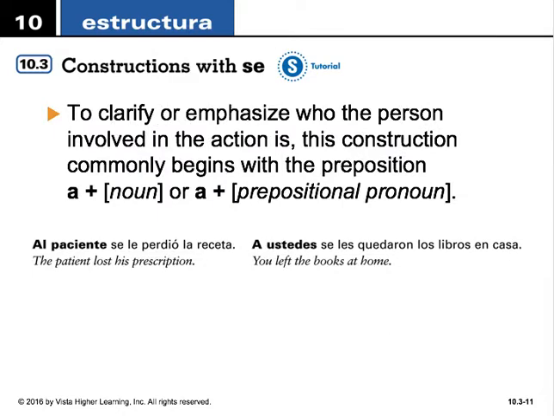To clarify or emphasize who the person involved in the action is, this construction commonly begins with the preposition a plus noun or a plus prepositional pronoun. Por ejemplo, al paciente se le perdió la receta. The patient lost his prescription. Or a ustedes se les quedaron los libros en casa. Y'all left the books at home.